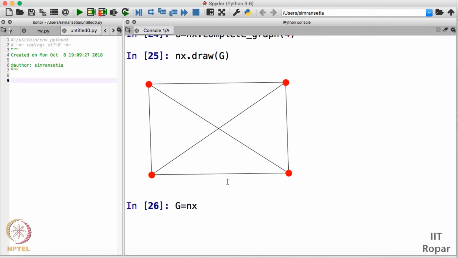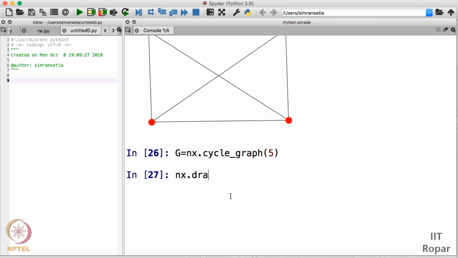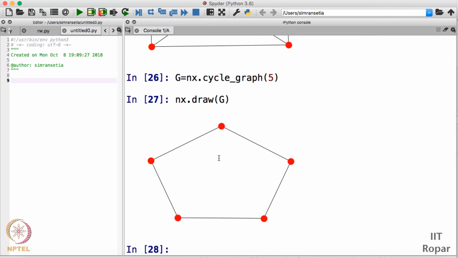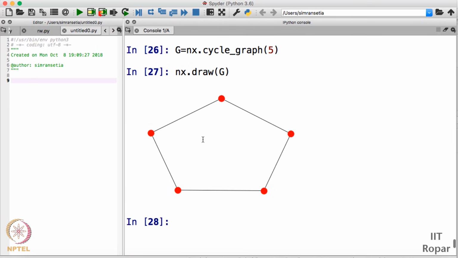Next, I'll show you how you can draw a cycle graph. I'll write nx.cycle_graph, and in this also you need to supply the number of nodes here. So I'll write 5. Let me show you. Next, you write nx.draw(G). So we have a cycle of 5 nodes.